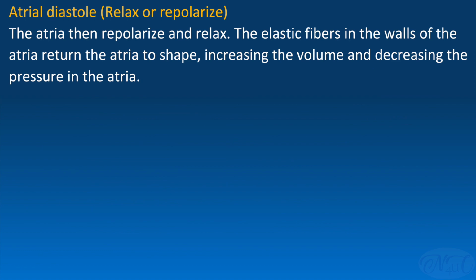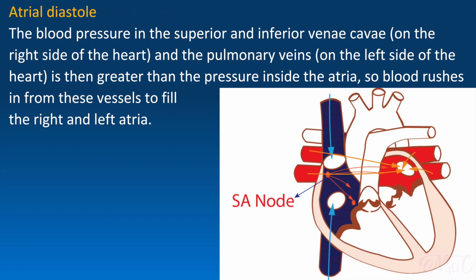Next is atrial diastole. After the atrial systole, the atria repolarize and relax. The elastic fibers in the walls of the atria return the atria to shape, increasing the volume and decreasing the pressure in the atria. The blood pressure in the superior and inferior vena cava on the right side of the heart and the pulmonary veins on the left side of the heart is then greater than the pressure inside the atria, so blood pushes in from these vessels to fill the right and left atria.